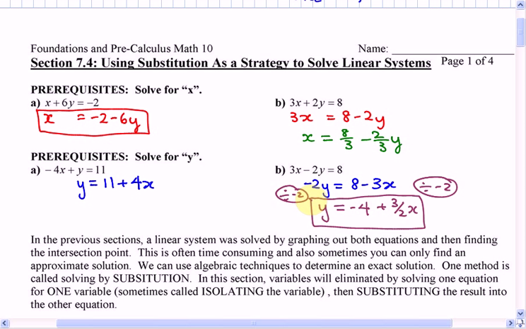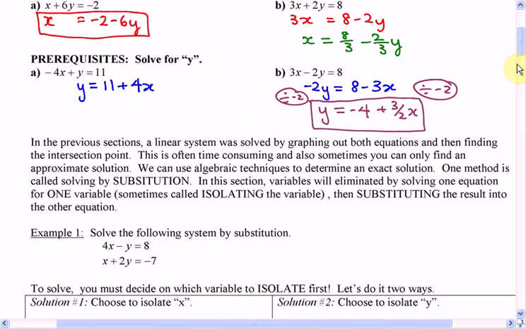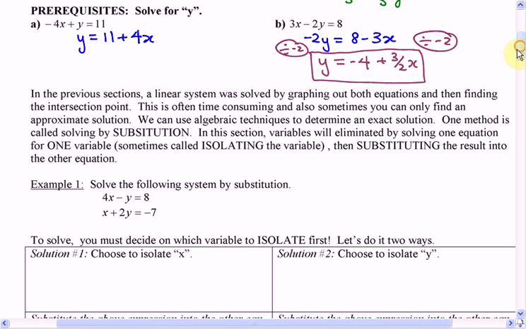So we're going to use this idea to try to solve the system of equations using algebra. So you've seen systems like this one, example number 1. What I want to do now is show you how we can use these algebraic techniques to determine an exact solution. So one of these methods is called substitution. That's what we're doing today.